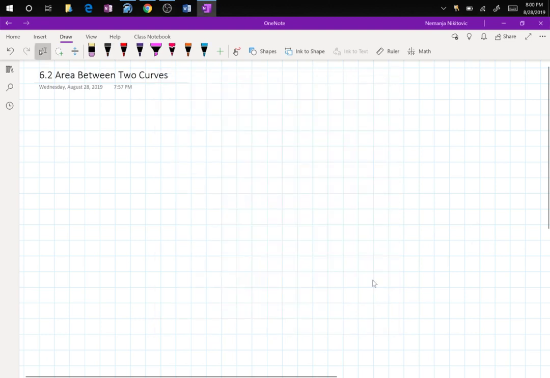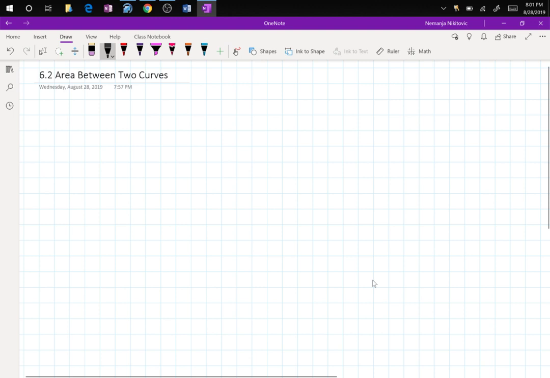Hello and welcome to Calculus 2, the first lecture of the semester, which is area between two curves. But before we take a look at area between two curves, let's look at the area under a single curve, which is something you learned, hopefully, in Calc 1 in 5.2, when you learned to solve definite integrals to calculate area under the curve.